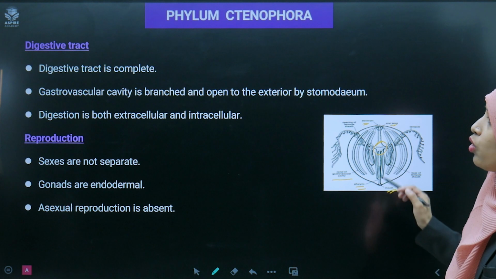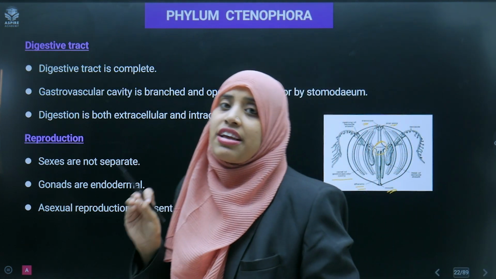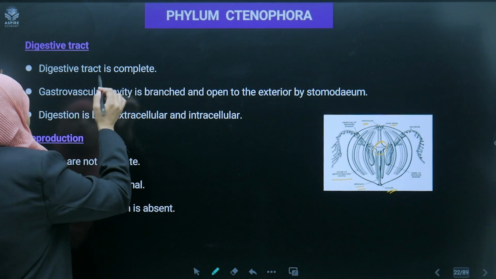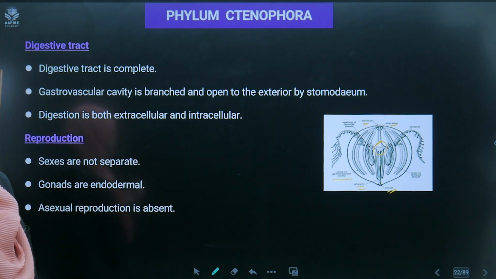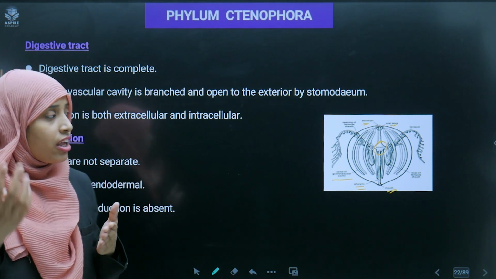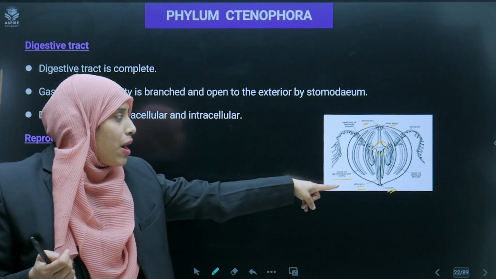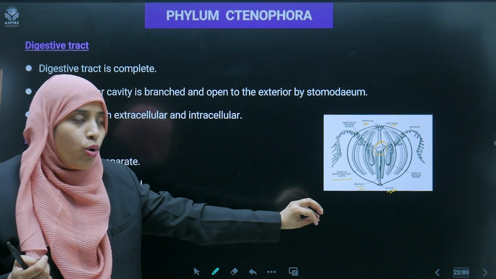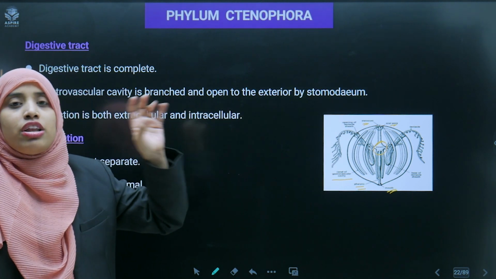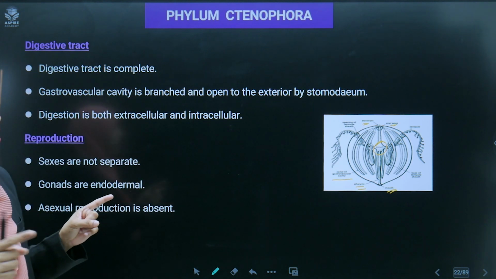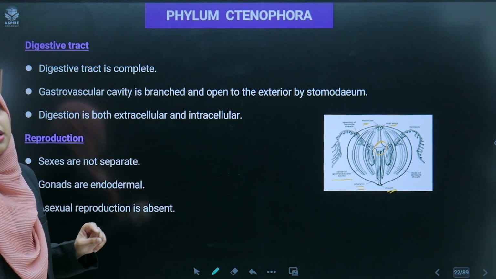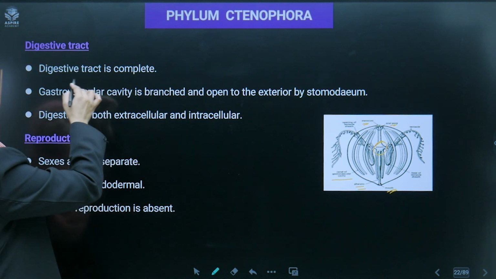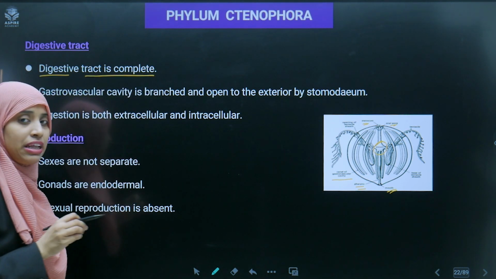Okay. Now, is the digestive tract incomplete or complete? What finally can we say? Complete बोला जाए या incomplete? Since mouth एक अलग opening है, anal pore अलग opening है, when two different openings are there, simply the digestive system is complete. Okay, the digestive tract is complete.